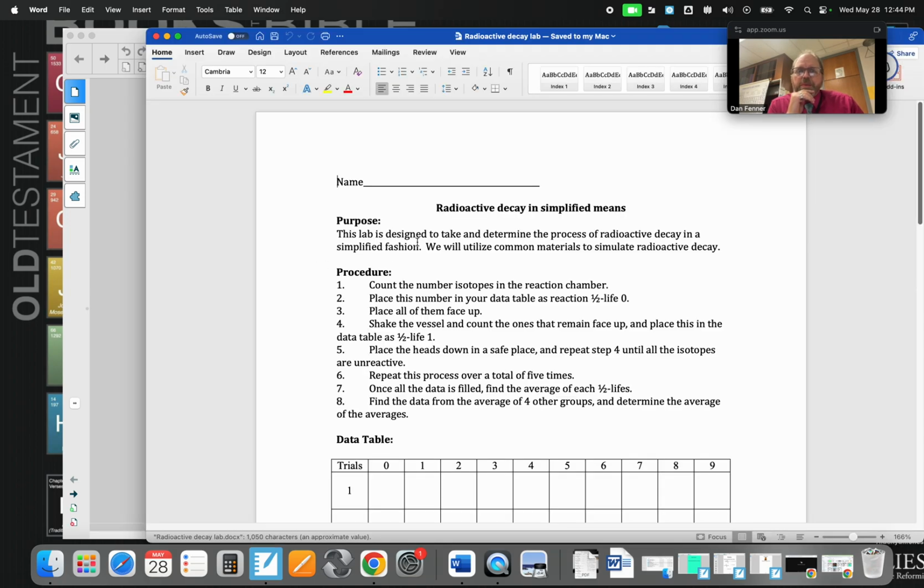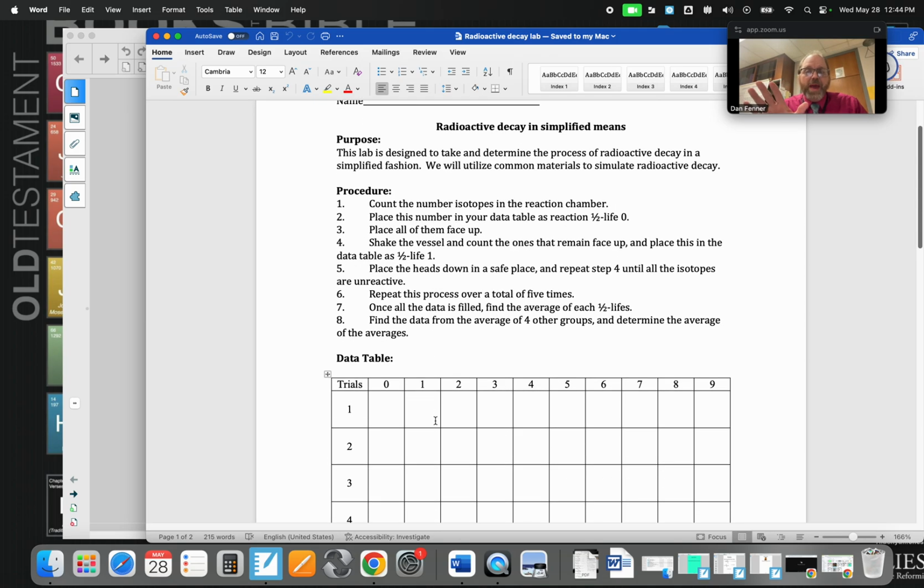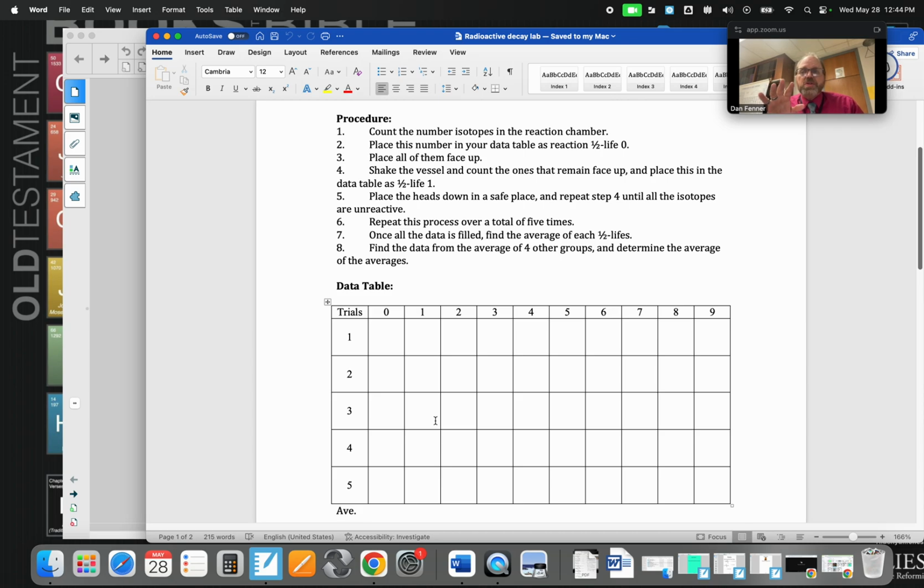We have the purpose of determining the process of radioactive decay in a simplified fashion. Common materials simulate the reaction. So count out the number of isotopes in a reaction chamber and place them into the data table. However many you have, in one of the labs I use pennies as the radioactive isotope, and I would use 10 of those. Another one I would use M&Ms, and I'd use more here. I put like 40 of them inside of there.